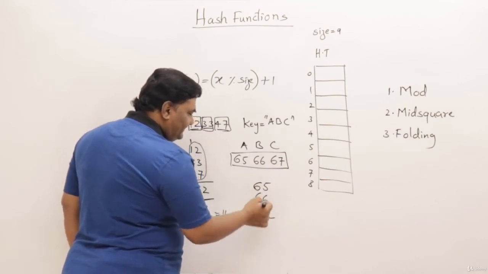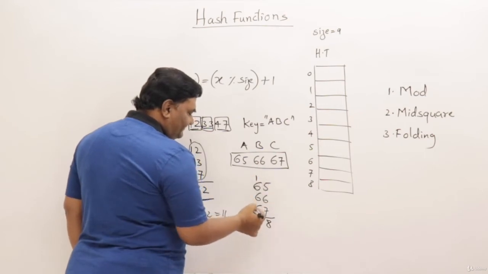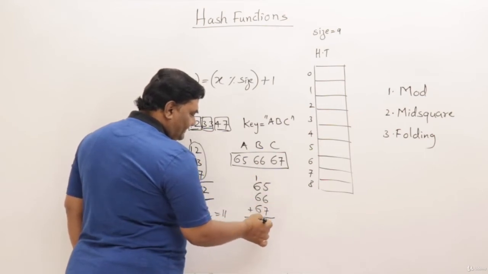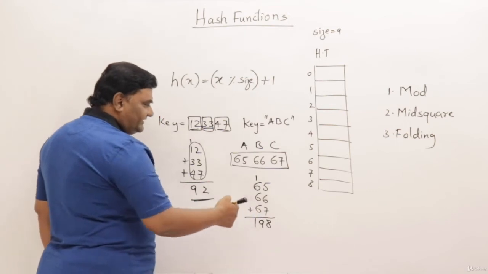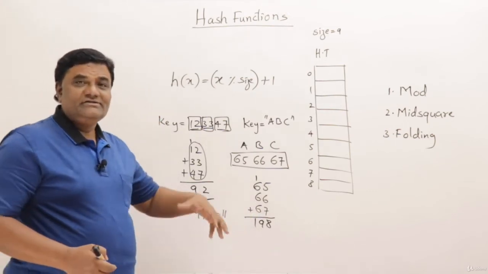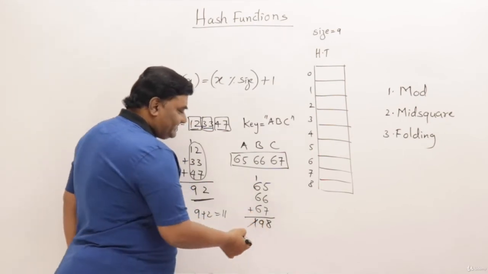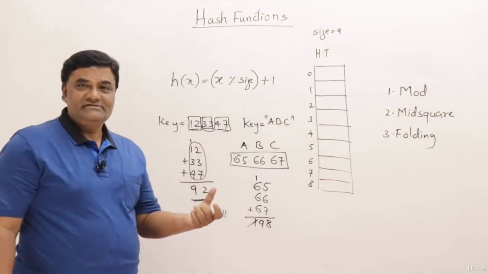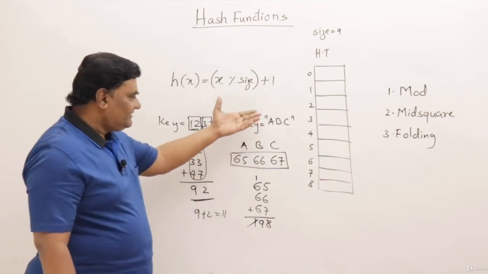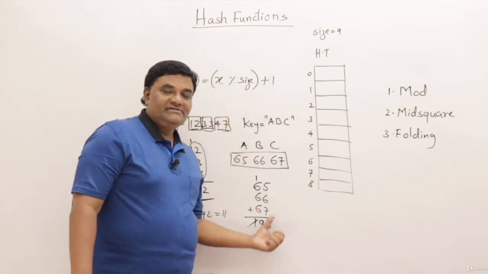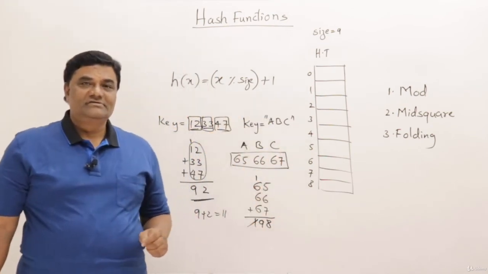We can add all these. 8 carry 1, 198. Now this is forming three digits. Suppose this is going out of range, again perform mod, or else you can skip this carry if you want just two digits. That's up to you. So this is how a string can be converted into an index with the help of its ASCII codes.